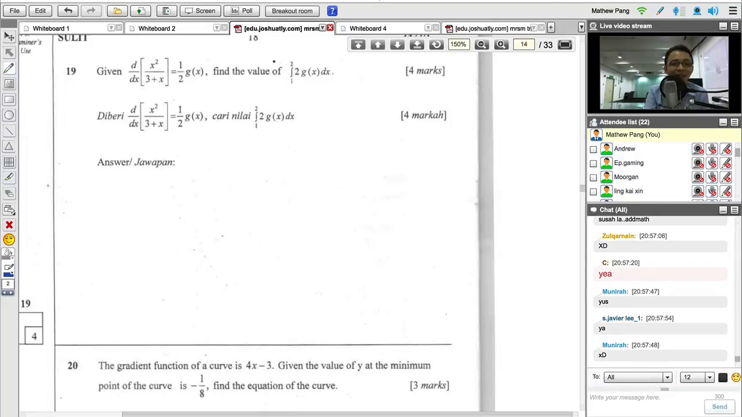d dx, I just copy whatever I have here, x squared over 3 plus x equals to half gx. Alright, this is the question. Nothing special. Alright, now I want to get this one. So if I integrate both sides, I couldn't get 2gx. I only got half gx.